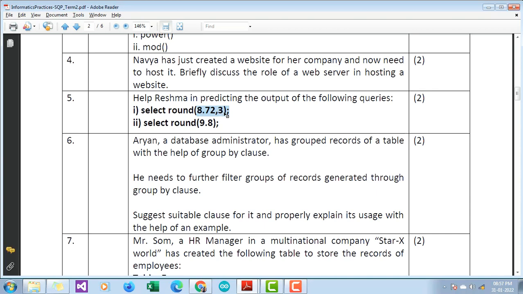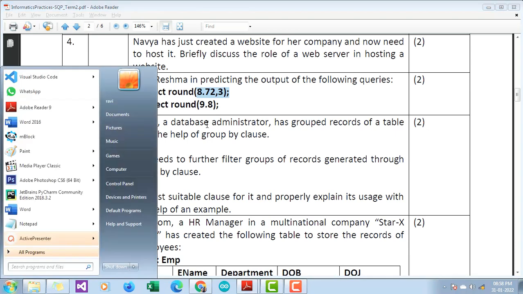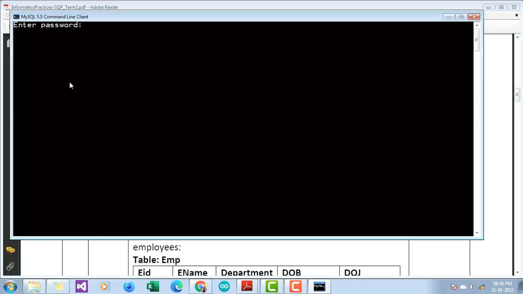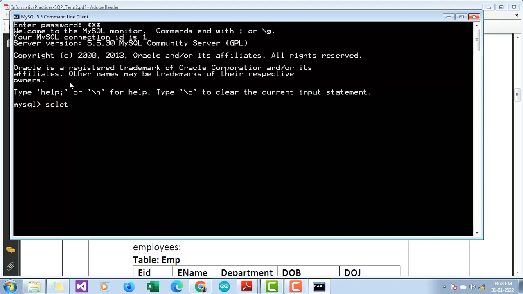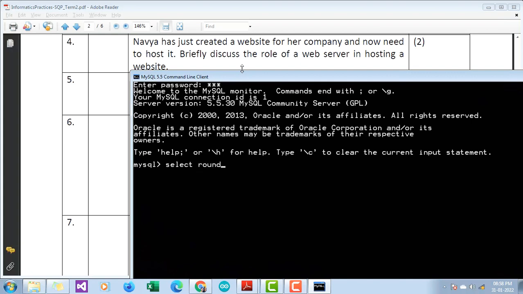Basically it will round till the 3 digits, that means 8.720 will be the output, and select round 9.8 will give you 10. Okay, it simply rounds the value. And if you want to test it, you can simply go to MySQL and open the command prompt, type your password, and now you can use select. Simply type the command, that is select round 8.72 comma 3, put a semicolon there, and you will get an output, right?